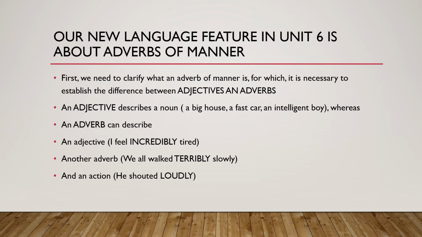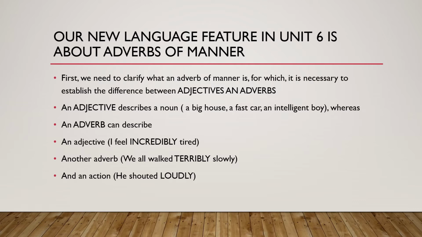Incredibly is the adverb. It can also describe another adverb. For example, we all walked terribly slowly. Slowly says how we walked. And terribly is how slowly we did it. We all walked terribly slowly. Caminamos terriblemente lento.